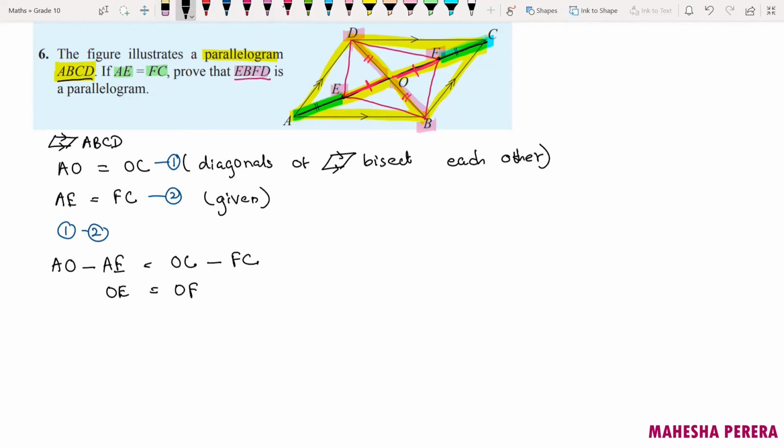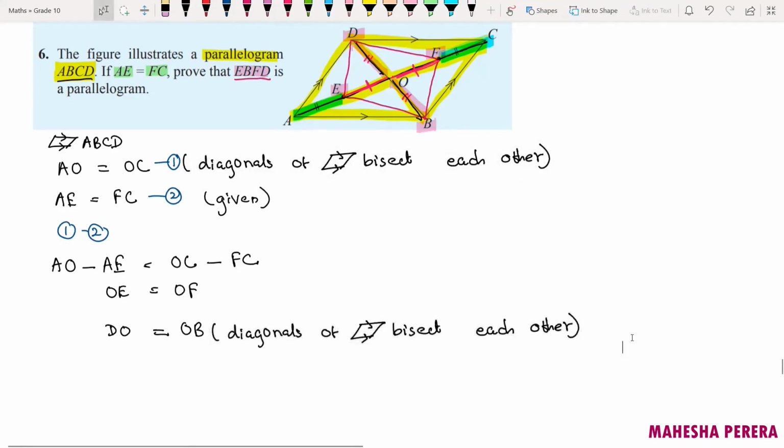Right, so I'm going to write like this now. So this length and this length should be equal. So let's write it. DO equals OB. Same reason, diagonals of a parallelogram bisect each other. And then what can you say? Now, if you consider quadrilateral EBFD, right?